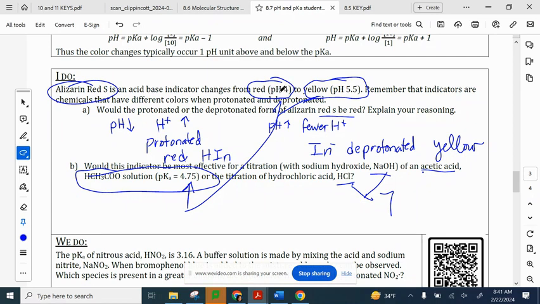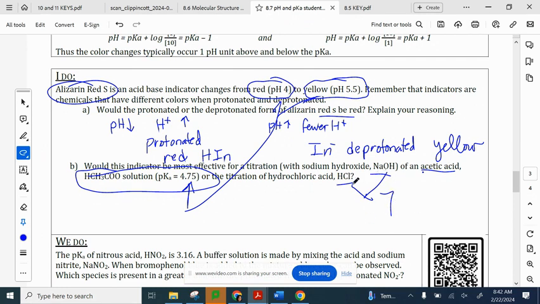Does that make sense? Need me to talk it through again? Yeah? Okay. So remember I said that if you know the pKa, you want the range where the color change is going to happen to surround it. The color change here happens between 4 and 5.5. Well, 4.75 is right in the middle of that range. You want the color change to happen when the solution is getting neutralized. So this acid, having a pKa of 4.75, is going to get neutralized in that area.